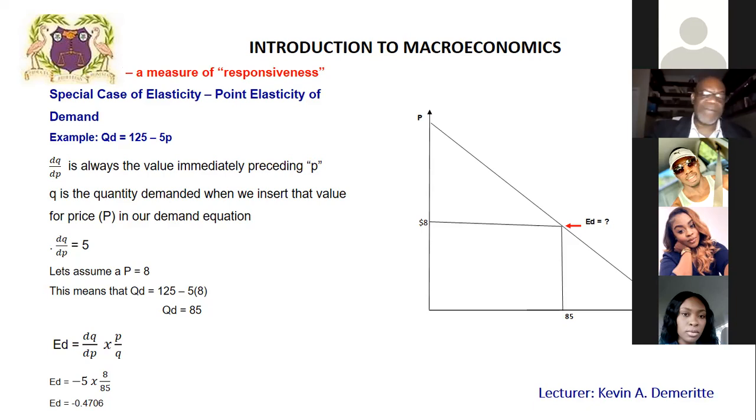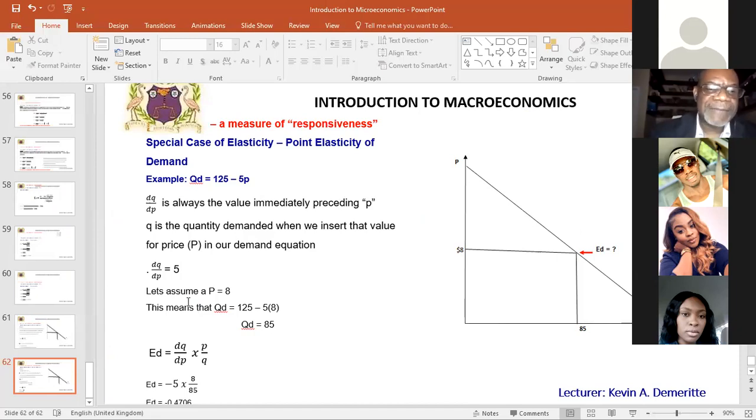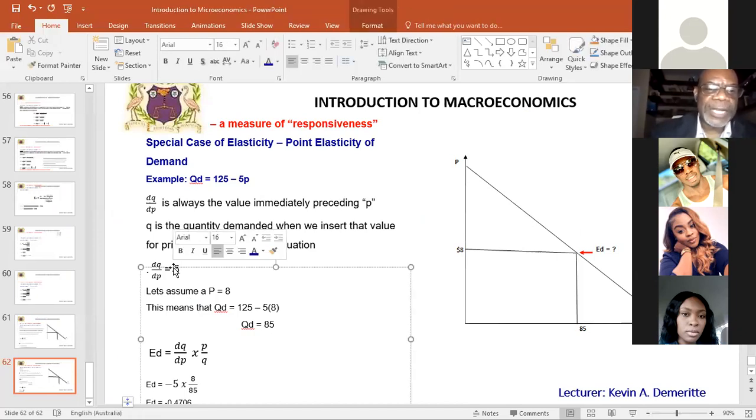Don't forget the negative sign. That 5 is not sitting there by itself, it's -5, because your formula is 125 minus 5P. So dQ/dP is -5. I actually put a 5 in there earlier when it should be -5.